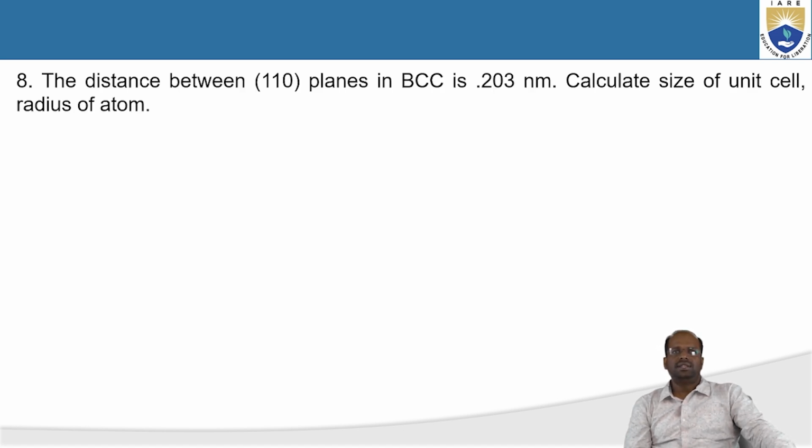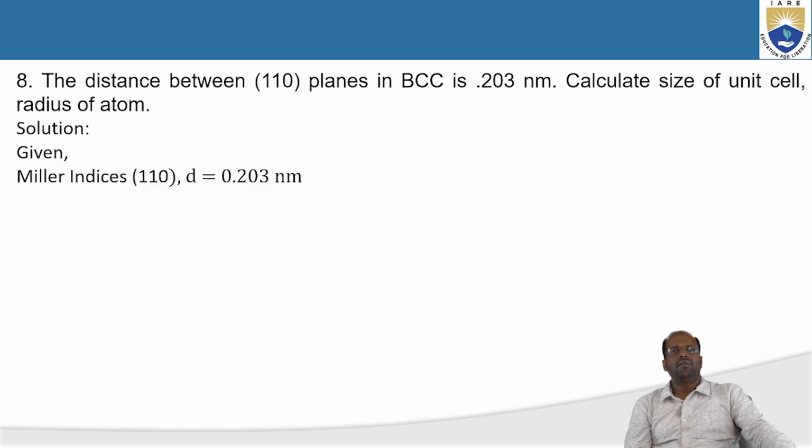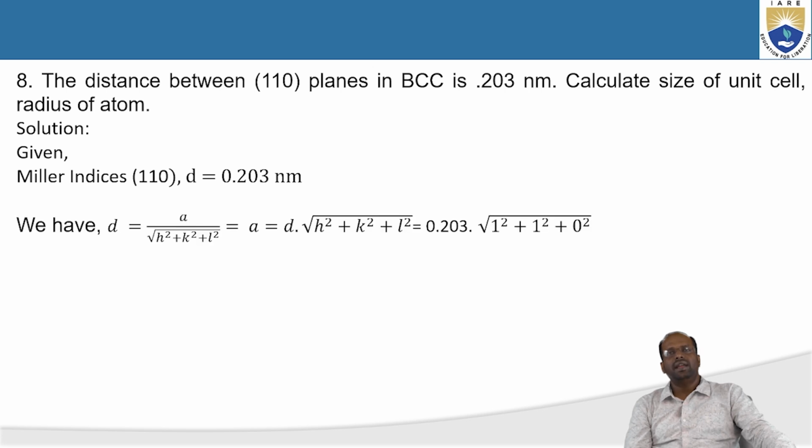Next problem. The distance between 110 planes in body centered cubic is 0.203 nanometer. Calculate the size of the unit cell and the radius of the atom. So what are they given? Given are the Miller indices of the plane, that is the 110 plane, and the interplanar spacing. Distance means interplanar spacing. d is equal to 0.203 nanometer. They are asking to calculate the size of the unit cell and the radius of the atom.